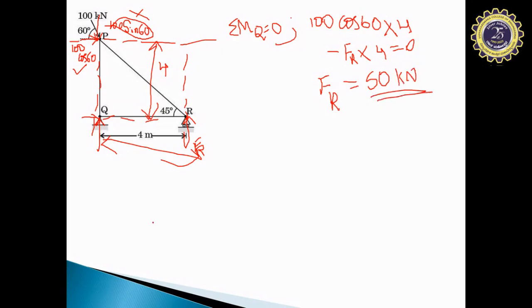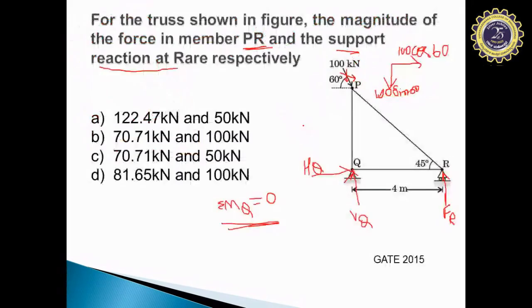Got it? You got the answer in the very first step itself, just by solving only one equation, that is sigma Mq equal to 0. Now go to the options. You can see 50 kilonewton is available here as well as here. If you have very less time, you simply mark this as the answer, because you have two same answers for the PR member. If you still have time, you can recheck whether the answer is correct or not.